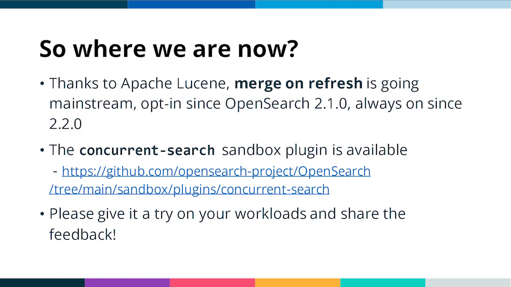Merge on refresh and merge on flush can greatly improve the search performance of your indices. Add to that the concurrent search plugin, which despite its limitations is still very useful and can significantly and remarkably improve the performance of your search queries by keeping all cores busy. Please give these features a try on your production workloads, and just share your findings with us. We will be very, very curious to know how helpful it is for you and where we have gaps so we can work and address them.